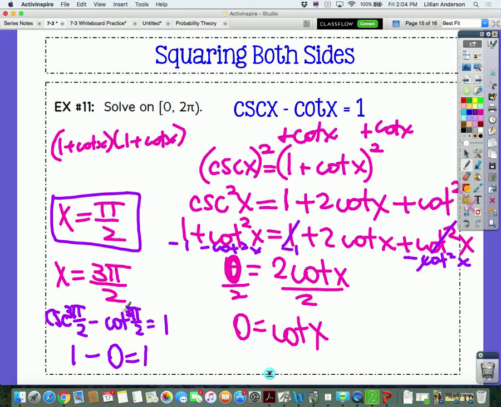What's the sine of 3 pi over 2? 1. And is the cotangent at 3 pi over 2 0? Yeah. Is negative 1 minus 0 a 1? No. So that is the extraneous solution. Only pi over 2 is your solution. There's always going to be one extraneous solution.